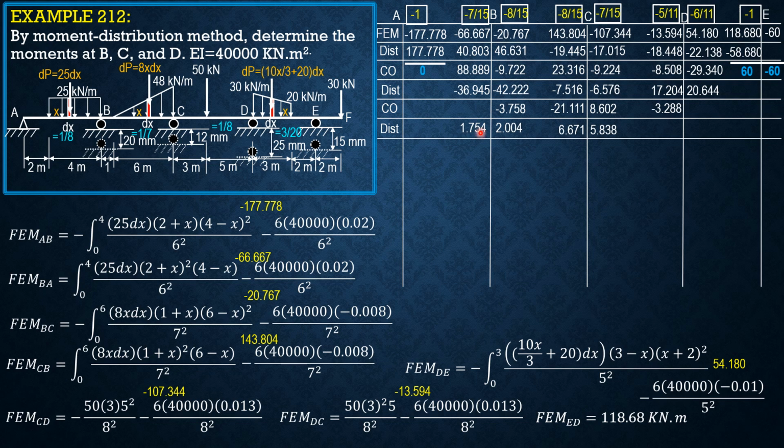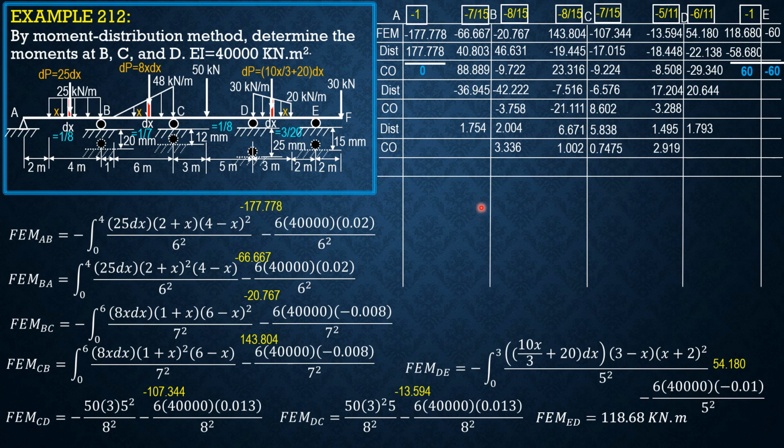So 3.336 times negative 7 over 15. Replace negative 7 by negative 8. Put the value here. Quantity 1.002 plus 0.7475 times negative 8 over 15. Put the value here. Replace negative 8 by negative 7. Put the value here. 2.919 times negative 5 over 11. 2.919 times negative 6 over 11. Carry over. So none, half of negative 0.9331, half of negative 1.779, half of negative 1.327, half of negative 0.8164. Then distribute. So negative 0.4666 times negative 7 over 15, that's the value. Replace negative 7 by negative 8, that's the value.